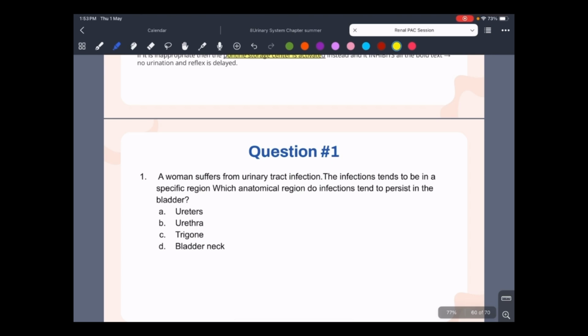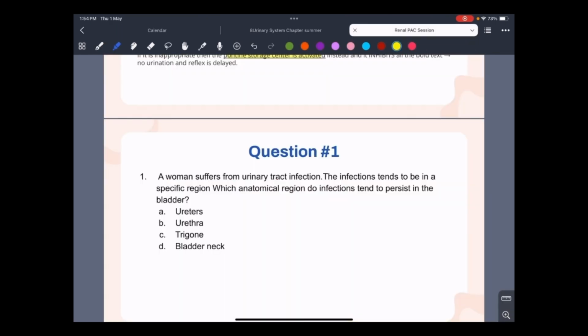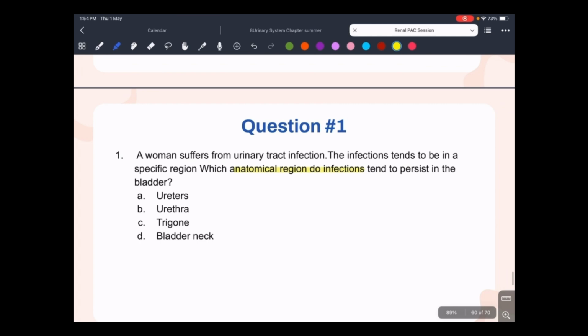And these are very easy. You can pause the video and see if you get the answer correct. Okay, so first up, a woman suffers from urinary tract infection. Infection tends to be in a specific region. Which anatomical region do infections tend to persist in? It's C, the trigone, and we talked about this, okay?